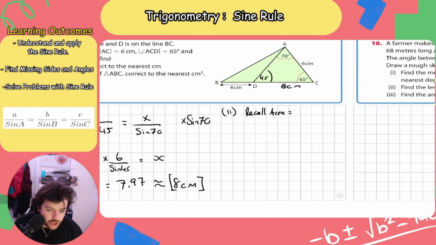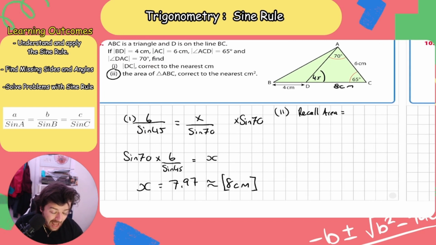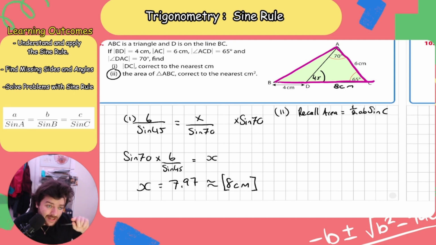Okay, so part 2 is asking us to find the area of triangle ABC correct to the nearest centimeter squared. So triangle ABC, so that is the big triangle here. So if you recall the area of a triangle from my previous video, it's a half AB sine C. So I just need two sides of my triangle and the angle trapped between them.